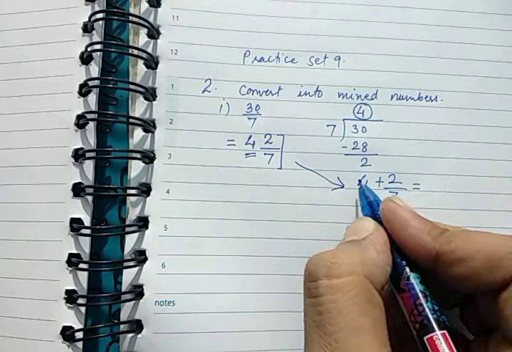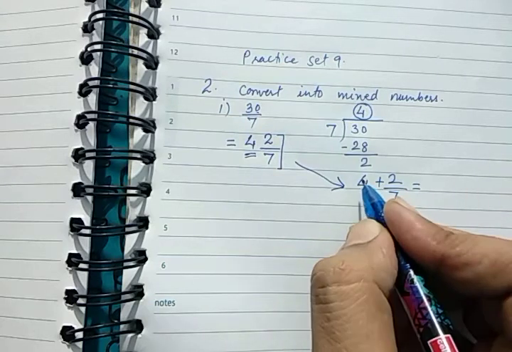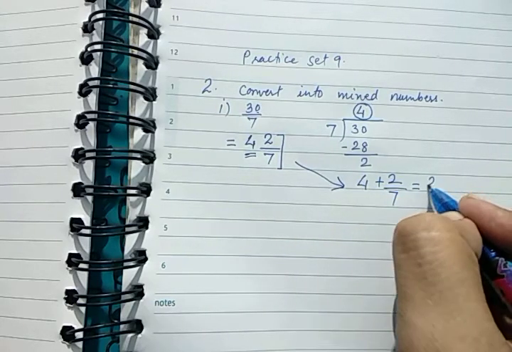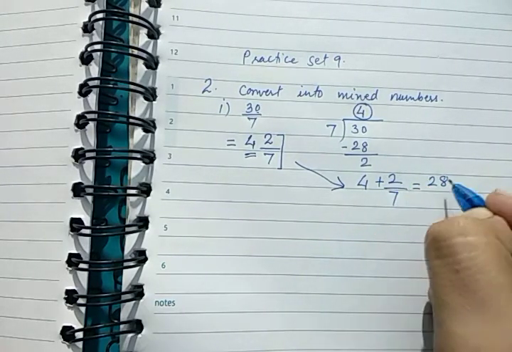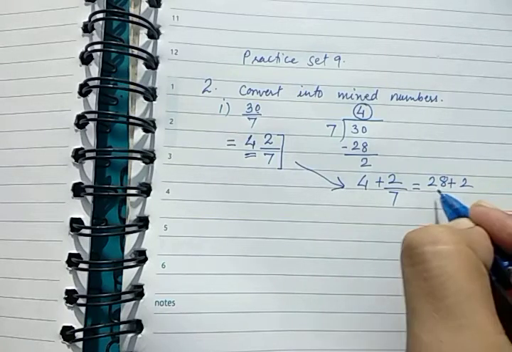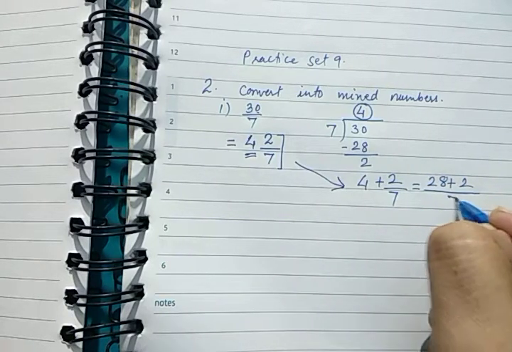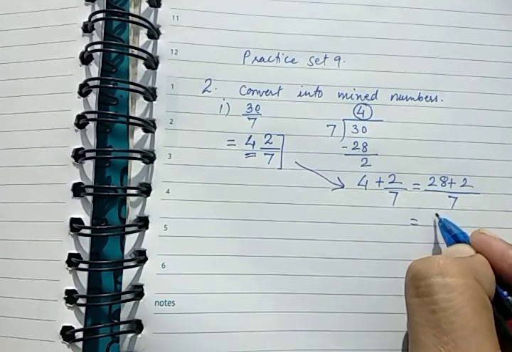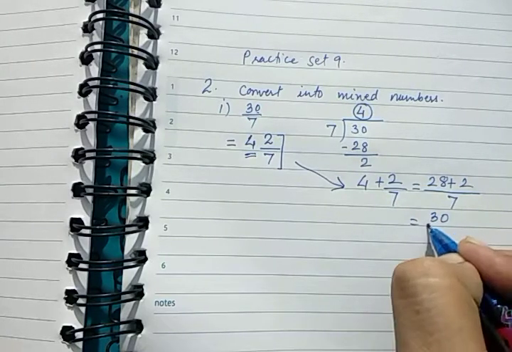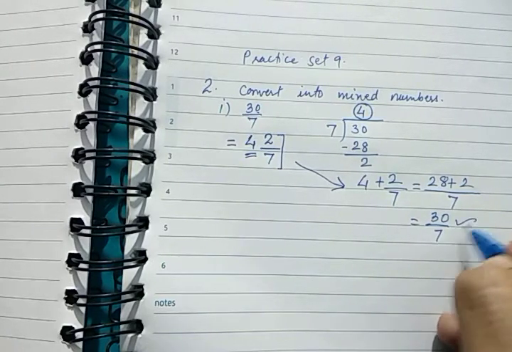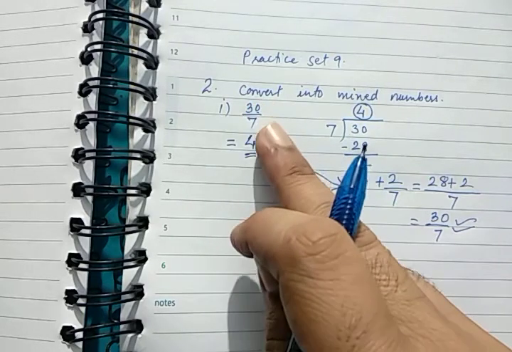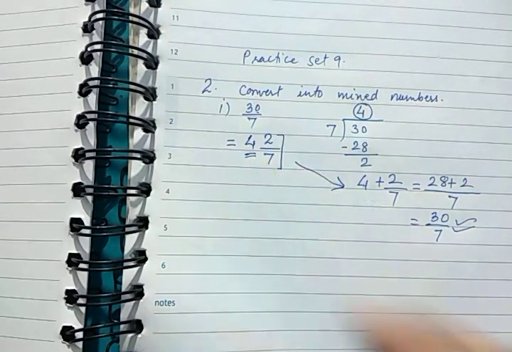If I multiply 7 with 4, 7 fours are 28, plus 2, and divided by the denominator 7. So 28 plus 2 is 30 upon 7. You can see this is what we have converted, 30 upon 7 as 4 is to 2 upon 7. I hope it is clear.